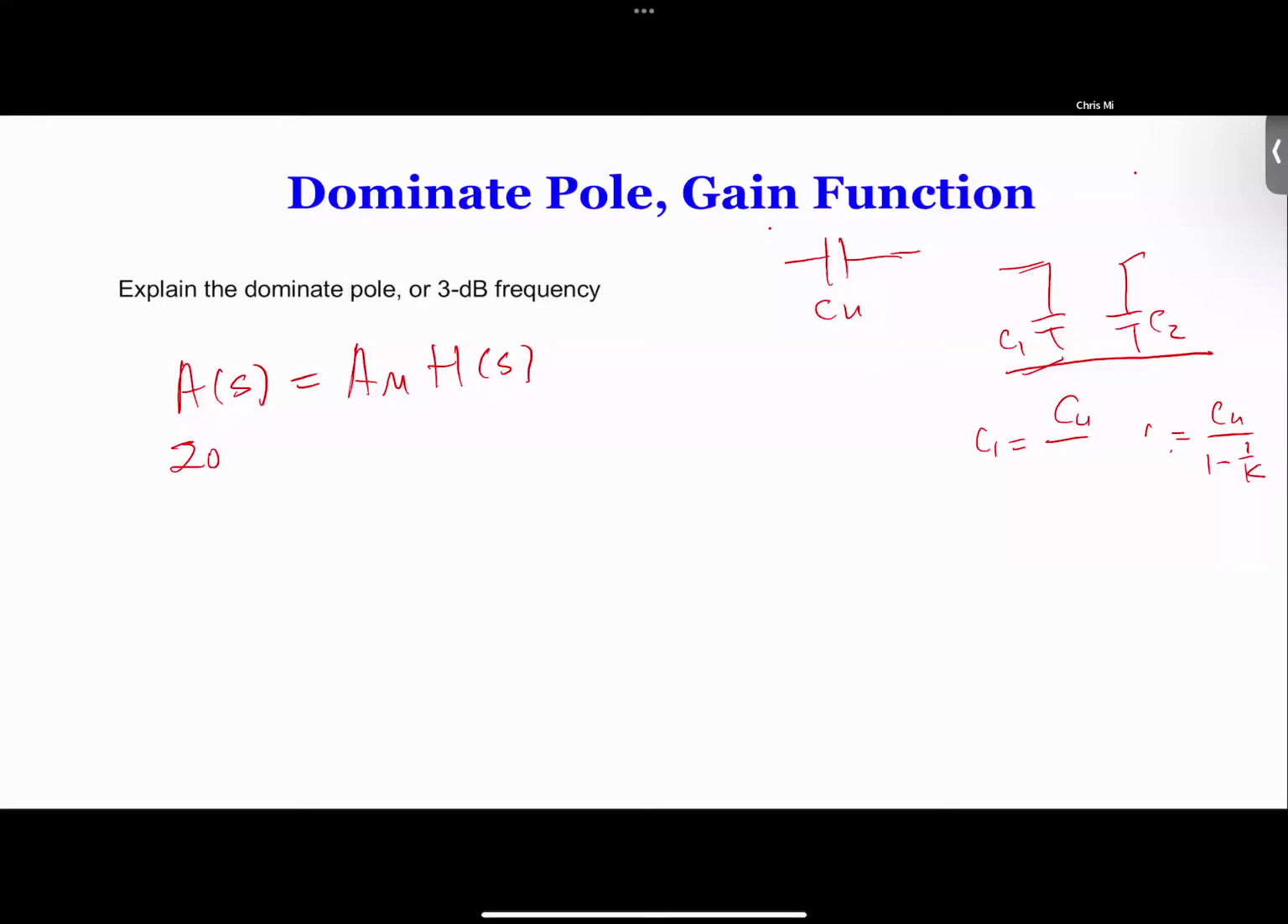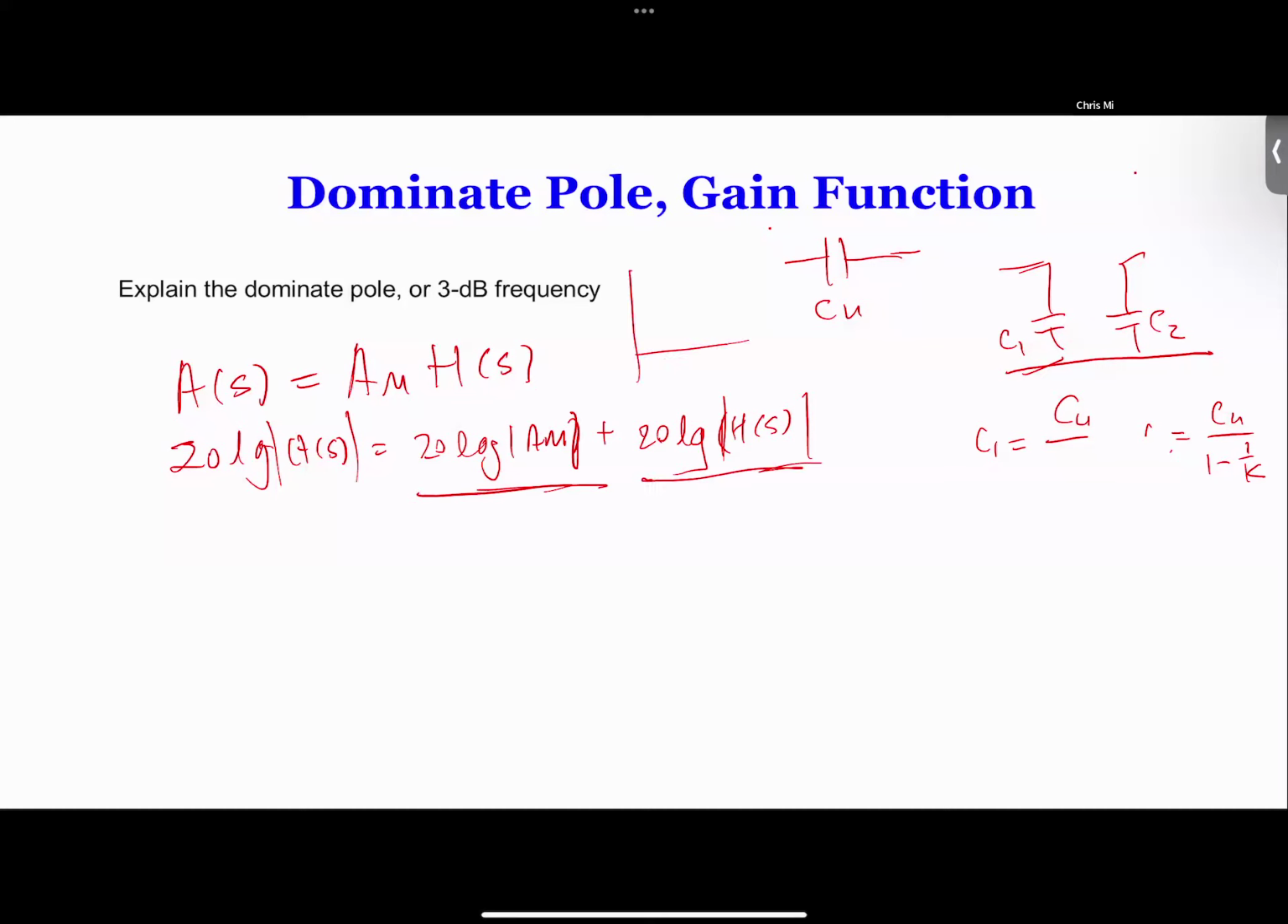Now, if we take 20 log, it becomes 20 log A_M plus 20 log H(S), because this is a multiplication. So this is your constant, and this is your frequency response. We already know that this frequency response is something like this. You get F_H, F_0, and a 20 dB drop if you have one pole. But sometimes you might have more poles.